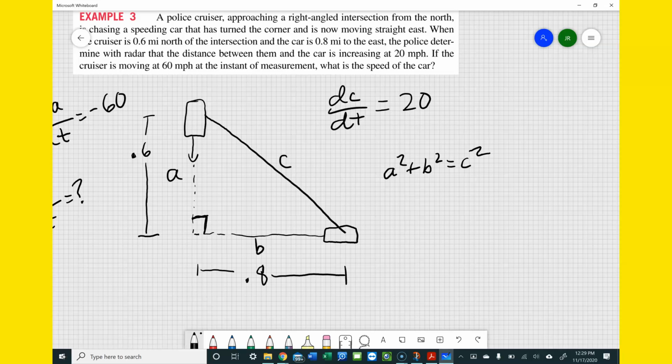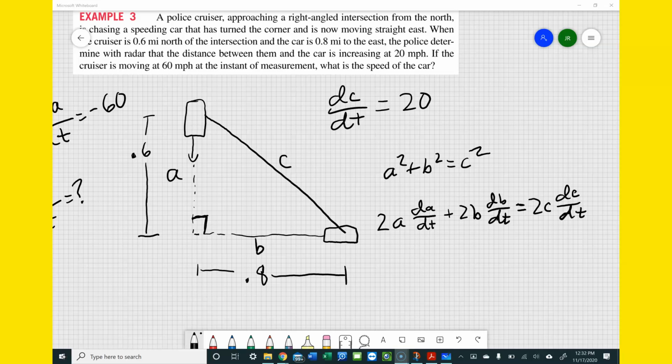And I think I've got all the information I need. I don't think I have to simplify anymore. I can just take derivatives with respect to time. So 2a dA dt plus 2b dB dt equals 2c dC dt. Now, do I have all the information I need?